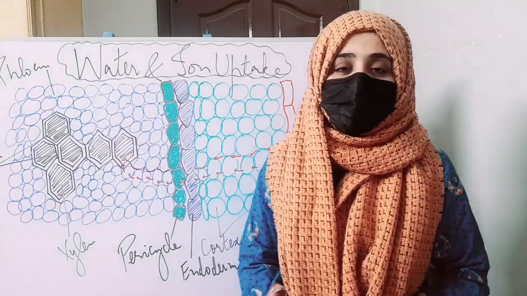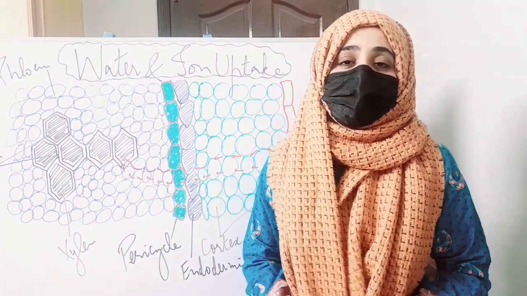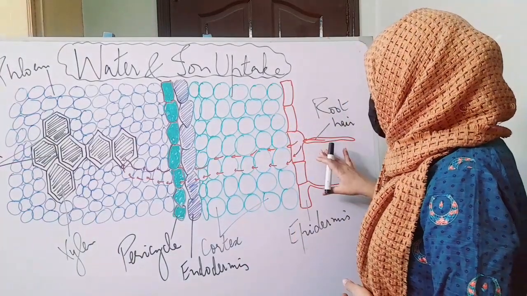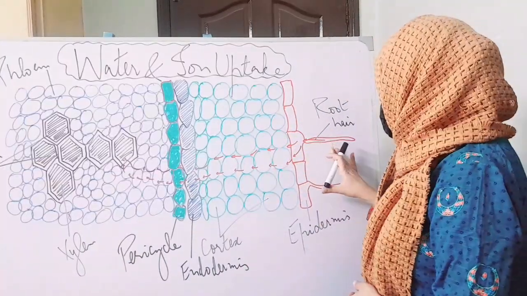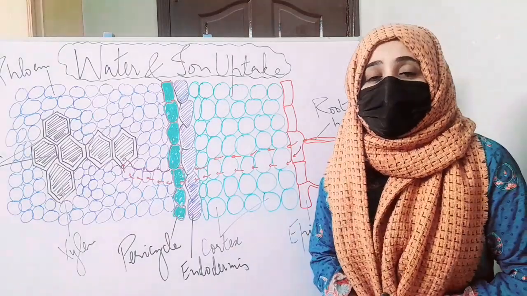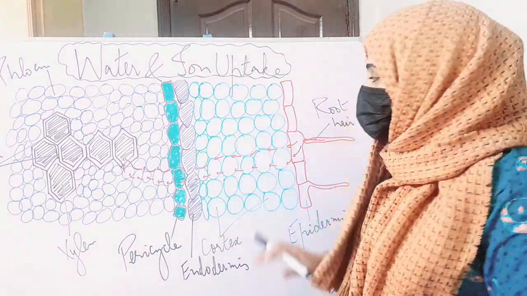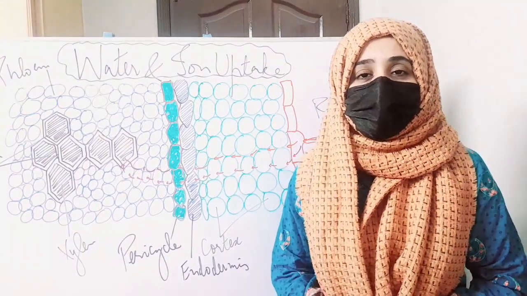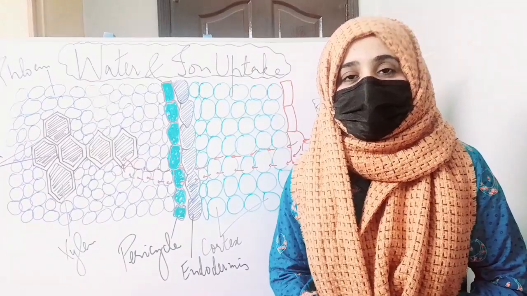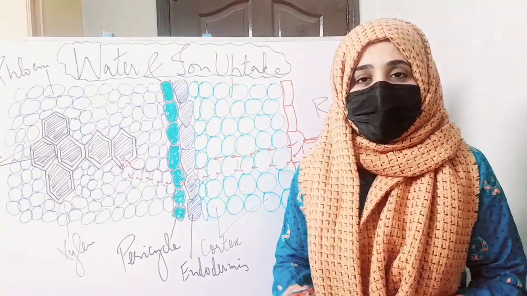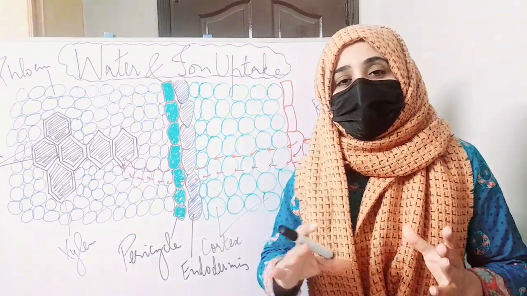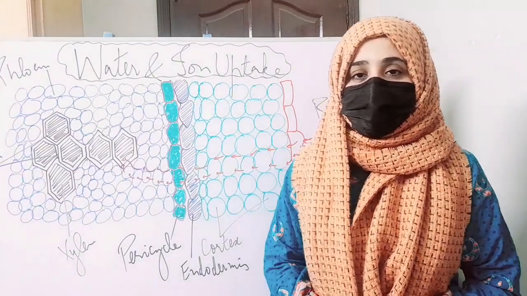water always moves from an area of high water potential to an area of low water potential. If we see the absorption of water here in the root hair, water moves from the area of high water potential. An area of high water potential means that the solution is hypotonic. Water always moves towards the area of low water potential, and low water potential means the solution is hypertonic.